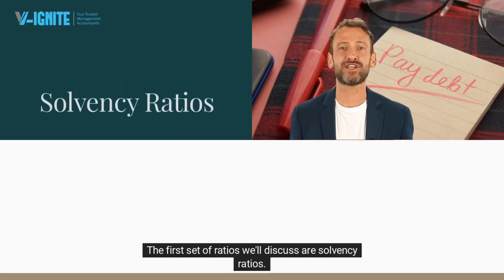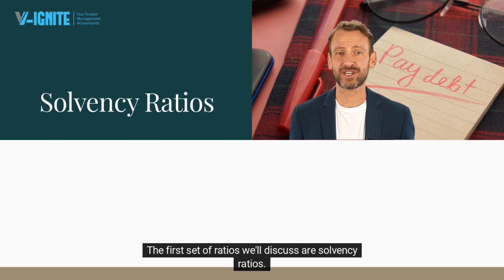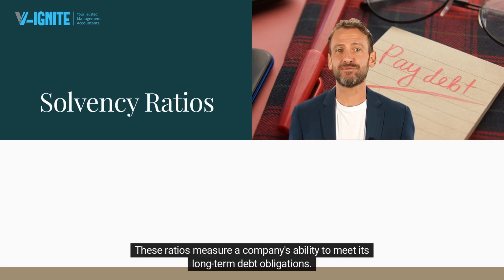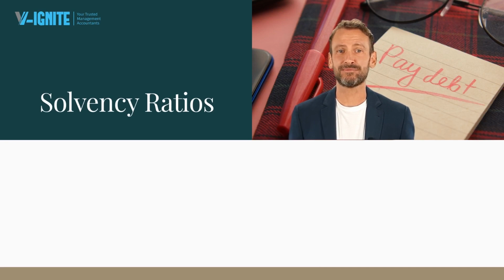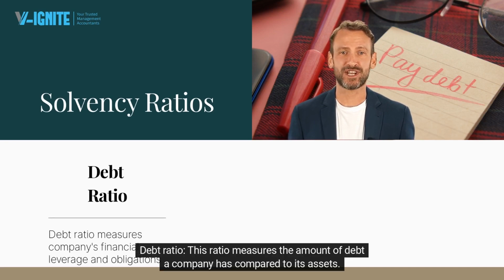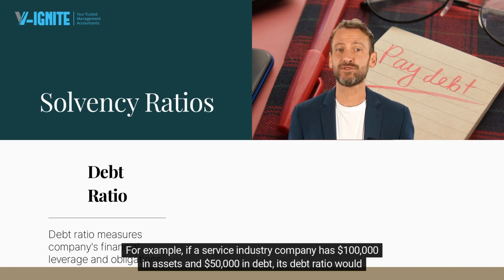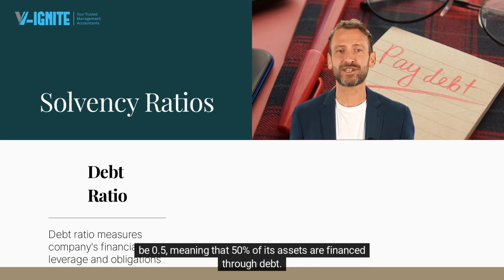The first set of ratios we'll discuss are solvency ratios. These ratios measure a company's ability to meet its long-term debt obligations. Debt ratio. This ratio measures the amount of debt a company has compared to its assets. For example, if a service industry company has $100,000 in assets and $50,000 in debt, its debt ratio would be 0.5, meaning that 50% of its assets are financed through debt.